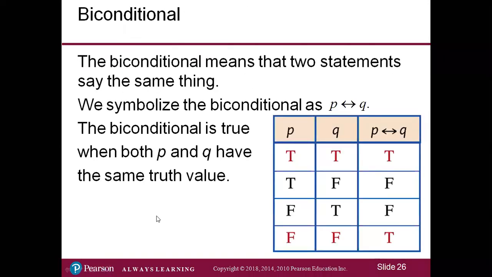The biconditional means that two statements say the same thing. We symbolize the biconditional as the P with the double arrow and then the Q, or we read it P if and only if Q. The biconditional is true if both P and Q have the same value. So if both components are the same, the biconditional is true. If the components are different, the biconditional is false.